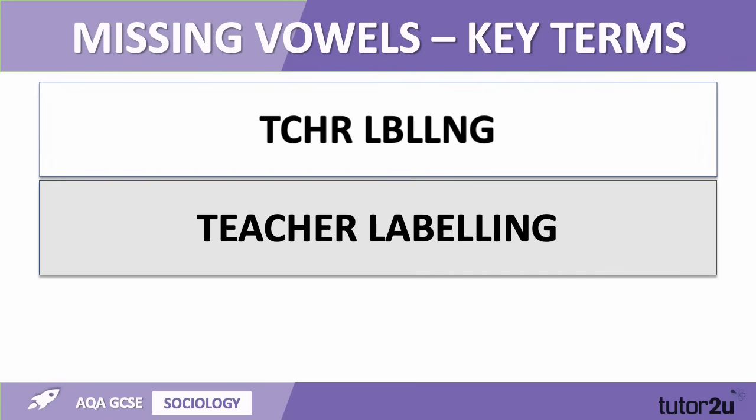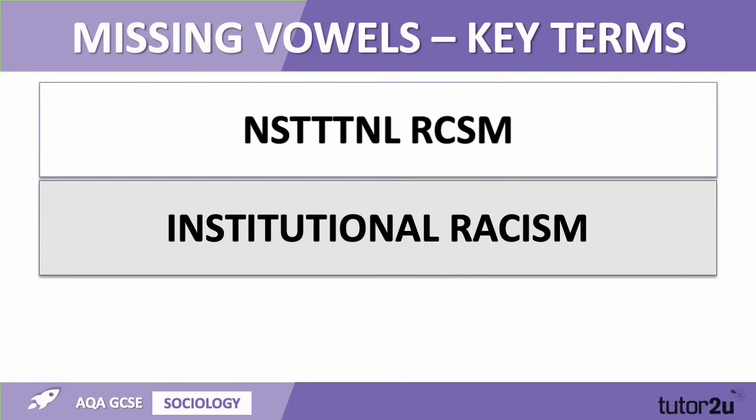Okay, hopefully you've worked out it is teacher labelling. Teachers have a huge impact on the educational achievement of their pupils, and much of this is down to the expectations that they have of those pupils, which is linked to how they label certain pupils. We're going to look at this in a bit more detail in a few moments. Okay, here is our next one. Give you a few moments to try and work it out.